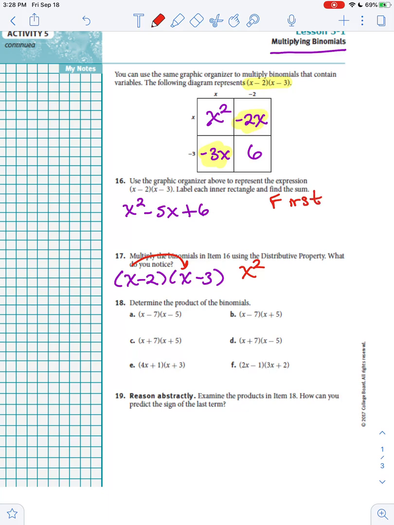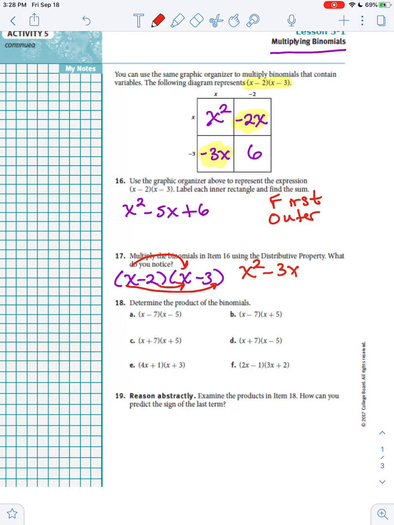Then we want to do the x times the negative 3. So we did x times x, now we're going to do x times negative 3. And those we call the outers. So negative 3x, call those the outers. Okay, and now we're done distributing the x, so it's time to move on to the negative 2.